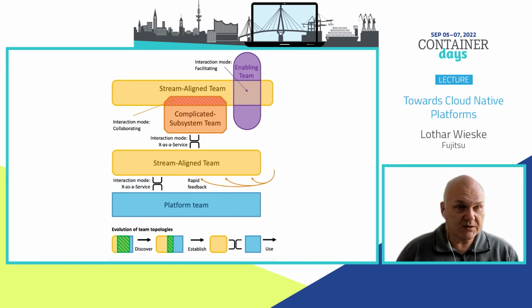Complicated subsystem teams reduce the cognitive load of stream-aligned teams that work on complicated subsystems like mathematical models, face recognition engines, transaction reporting systems, stuff like that. These teams exist because embedding a specialist into a stream-aligned team would not be feasible, and they are created only when a subsystem requires very specialized knowledge.